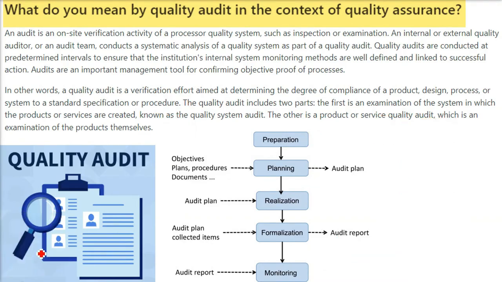Quality audit is a verification effort aimed at determining the degree of compliance of a product, design, process or system to a standard specification or procedure which is already defined in quality assurance. The quality audit includes two parts. The first is the examination of the system in which the product or services are created, known as the quality system audit. The other is the product or service quality audit, which is the examination of the product itself. The first is the product and services processes. The second is actually checking the product or the service, meaning actual examination.